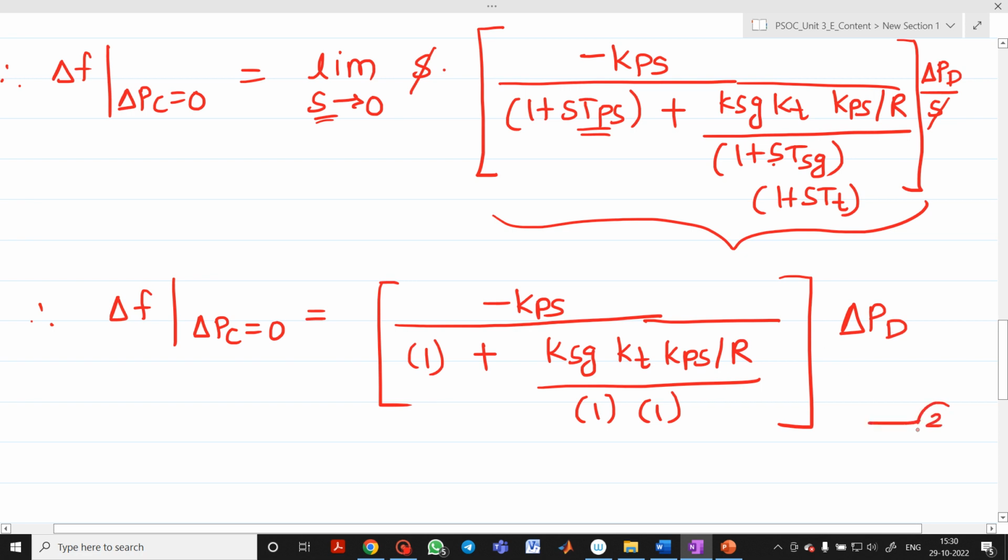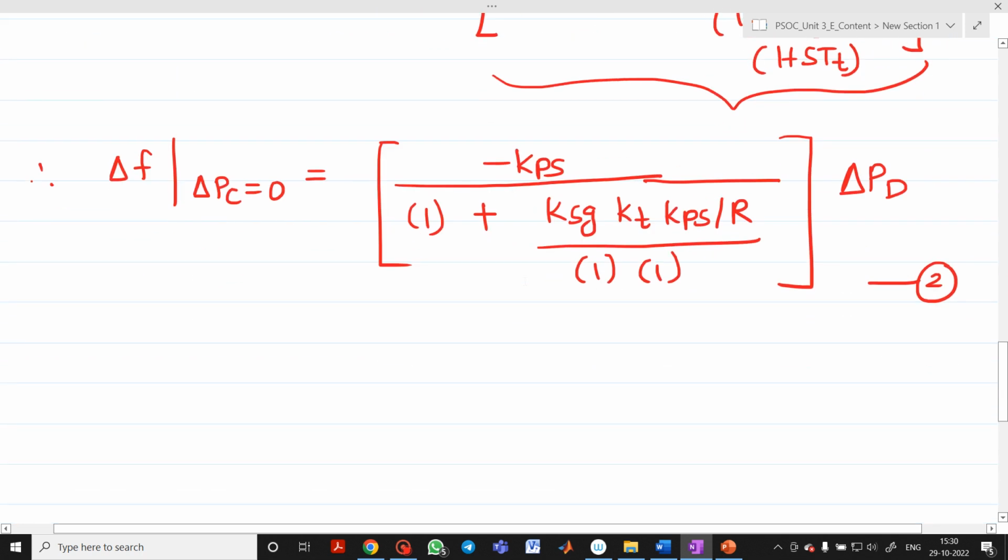So take this as equation number 2. So here input is delta pd, or we can say output is delta f, input will be delta pd. Now the gain kt is fixed for a turbine and kps is also fixed for the power system. ksg, that is the speed governor gain, is easily adjustable by changing the lengths of the various links. Already we have gone through it, ABC linking mechanism and CDE linking mechanism. So for simplicity, we will take ksg into kt is nearly equal to 1. So what you will get?